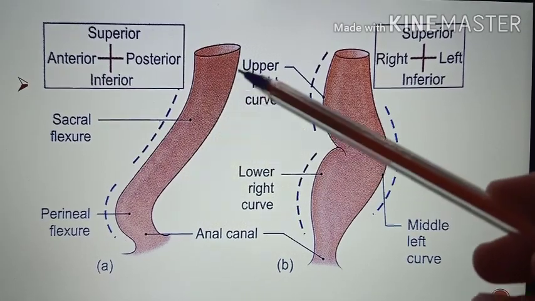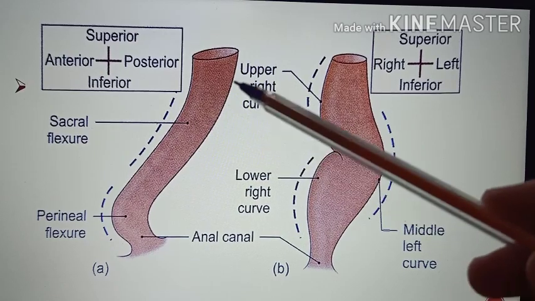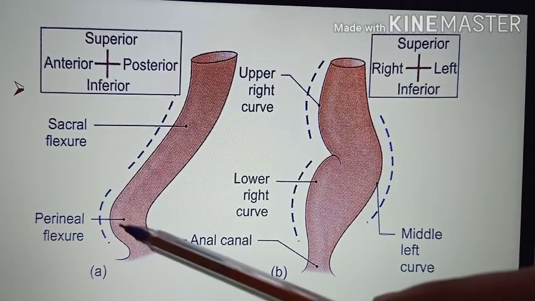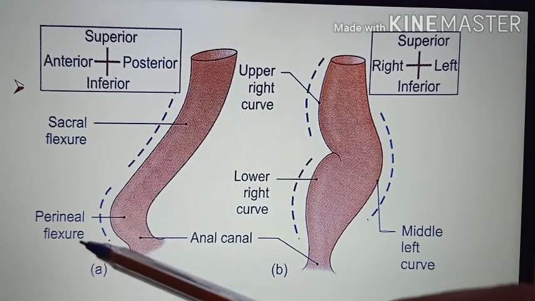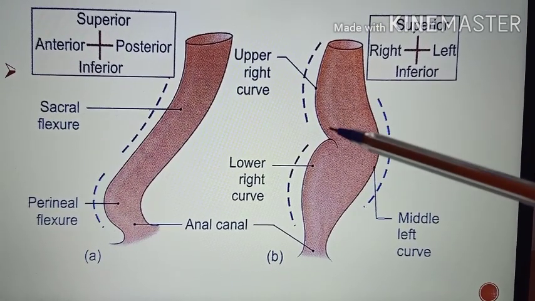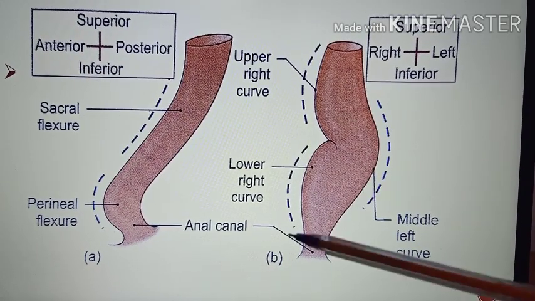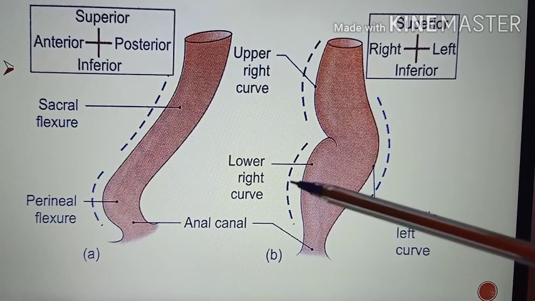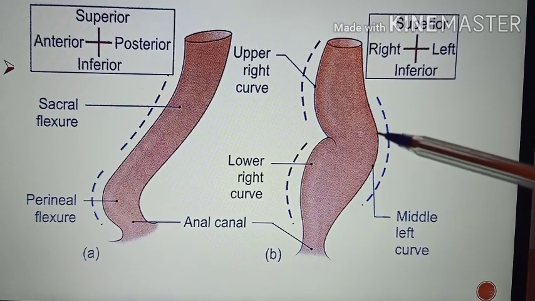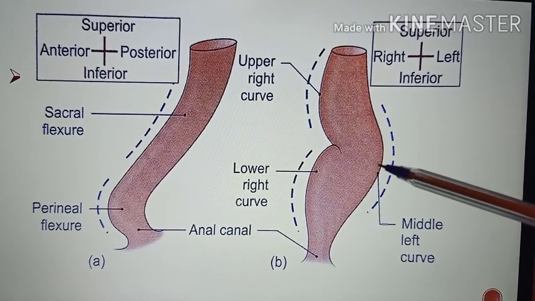Like you saw the antero-posterior curvature. The sacral curvature is convex backwards. Perineal curvature is convex forwards. Whereas the lateral curvatures, that is the upper right curvature as well as the lower right curvature, are convex towards the right side, and the middle left curvature is convex towards the left side.